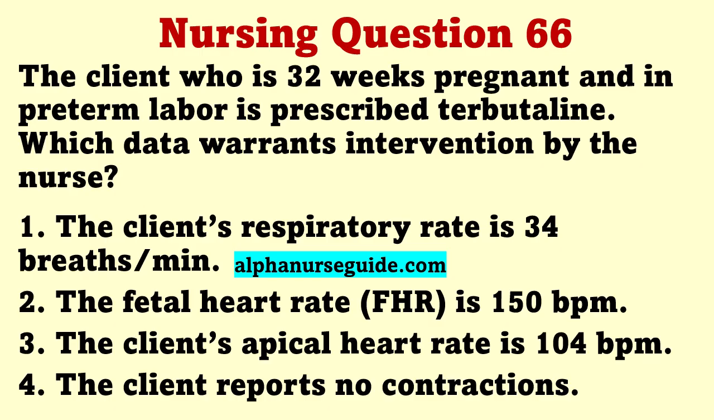The normal fetal heart rate is 110 to 160 beats per minute. Therefore, a fetal heart rate of 150 beats per minute is within normal limits and would not warrant intervention by the nurse. The client's apical heart rate is just above normal and would not warrant intervention by the nurse. Terbutaline is administered to prevent contractions. Therefore, the medication is effective.